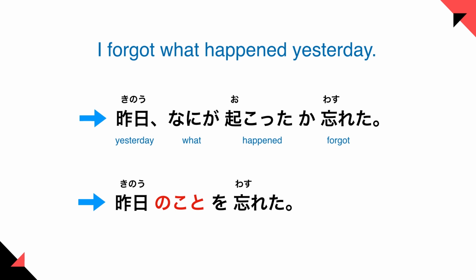However, you could also say 昨日のことを忘れた。So 昨日 means yesterday, right? And then 忘れた means forgot. That's the same. However, you brought in のこと。In this case, のこと means broadly about, including what happened. So I forgot broadly about yesterday, including what happened.